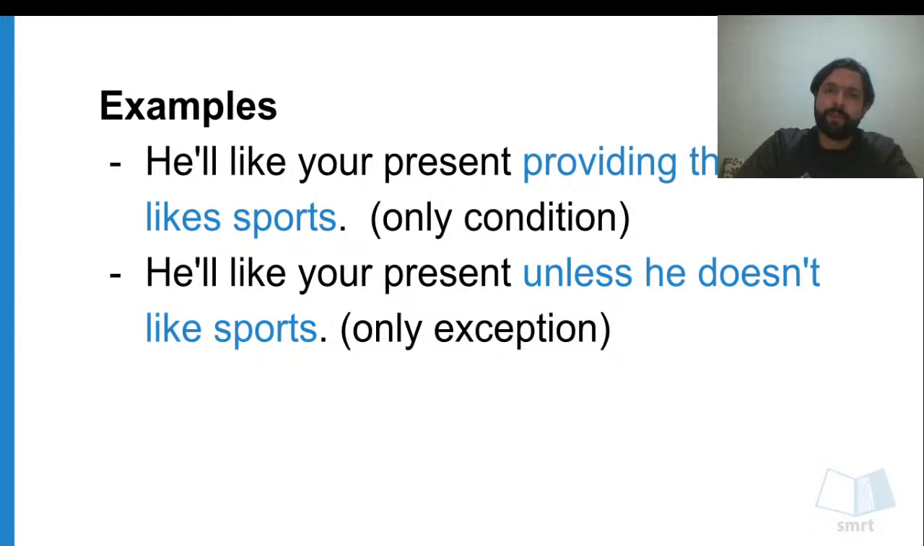He will like your present, providing that he likes sports. So to like the present, he needs to like sports. And he will like your present unless he doesn't like sports. Okay, so notice that they are inverting negative and affirmative to adapt for providing, unless, as long as, unless.